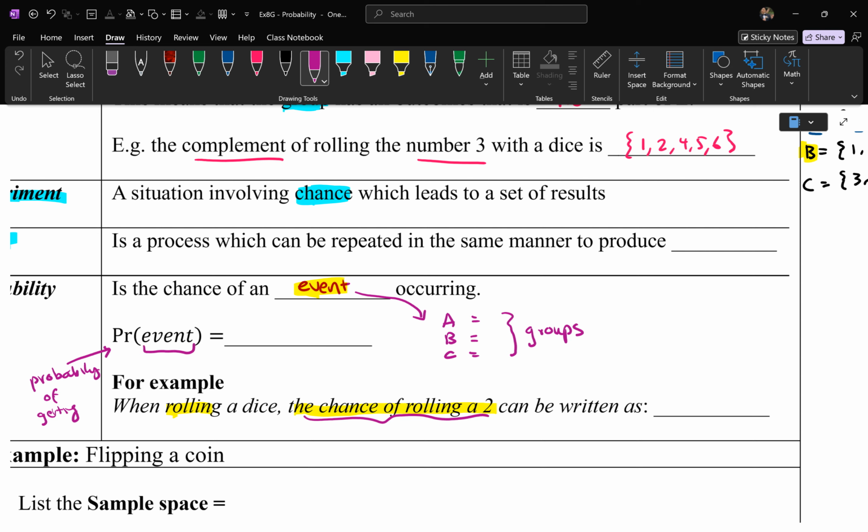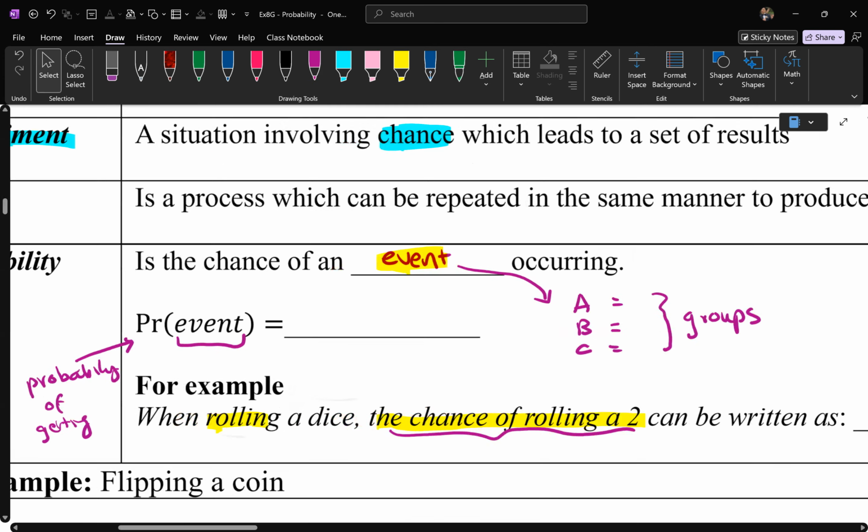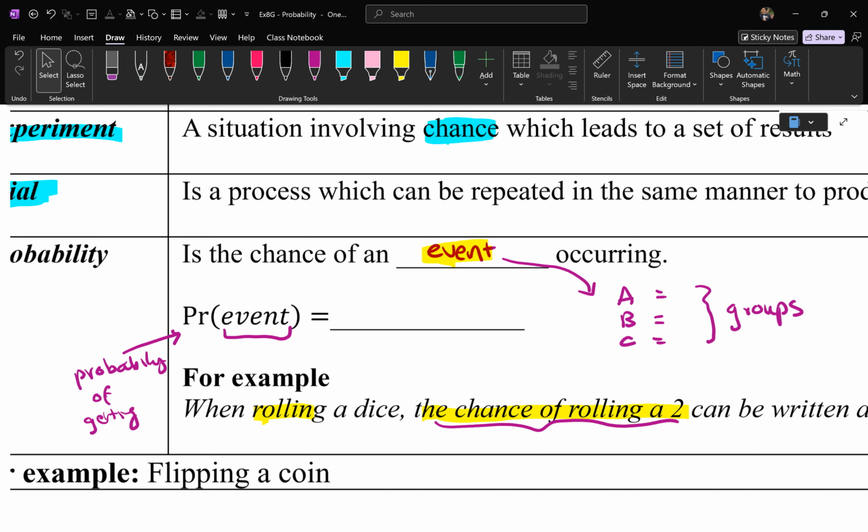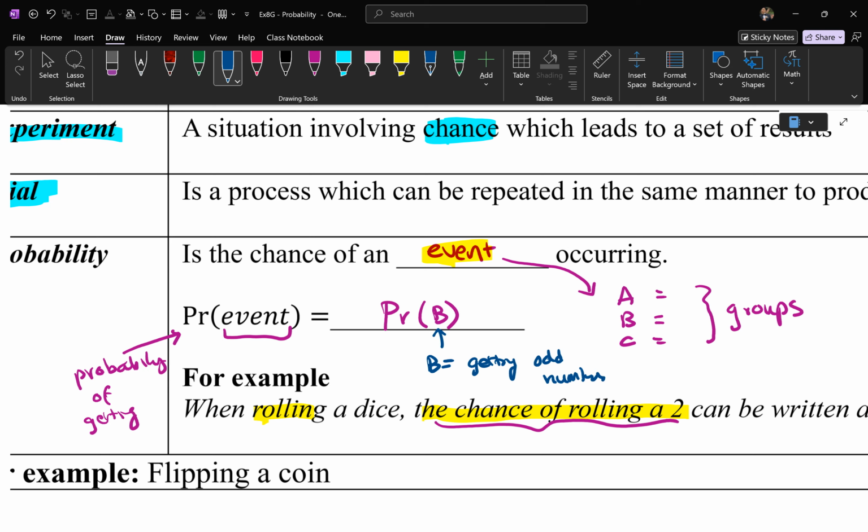The event is what you're focused on. Now the event, you can use a letter to represent what it is that you want. So in my case before, if you notice, I used A as all the even numbers, B was all the odd numbers. Then instead of saying probability of getting odd numbers, I could have just written probability of B. Because that would mean the same thing. But that means that I need to know B is getting odd numbers. That's what the event is.